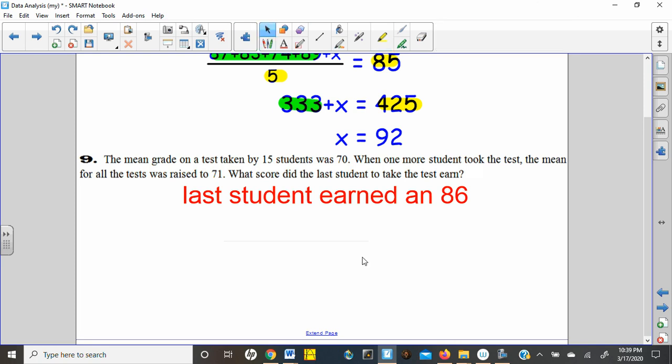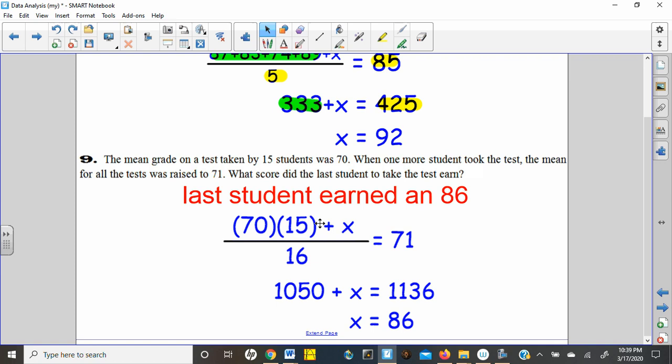But it's just as easy to set up the algebra, right? 15 70s plus the 1 missing score divided by now not 15 anymore, but 16 students raise the average to 71. Multiply both sides by 16 to get this 1136. And multiply the 70 by 15 for the old average. And then the subtraction will give you the same answer of 86, which we had previously reasoned. Number 10.